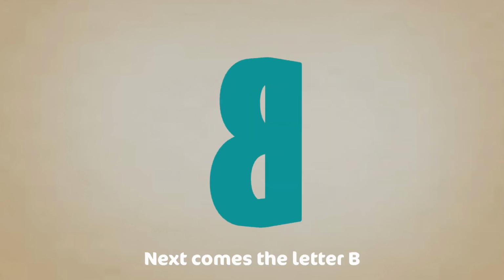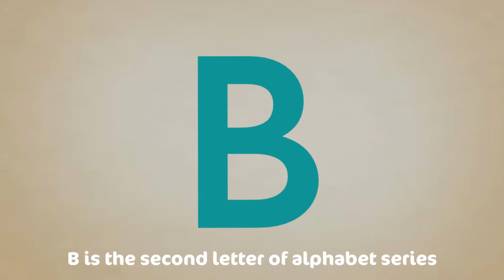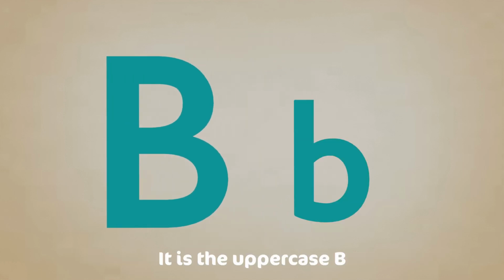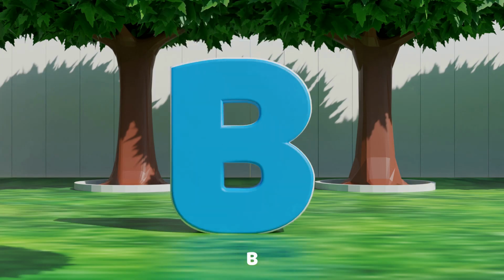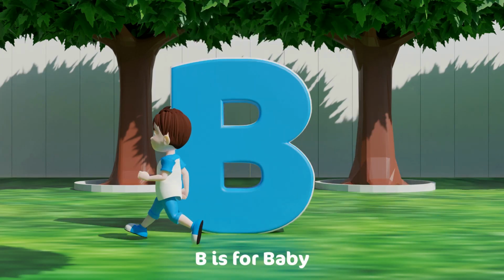Next comes the letter B. B is the second letter of alphabet series. It is the uppercase B, and it is the lowercase B. B. B is for baby.